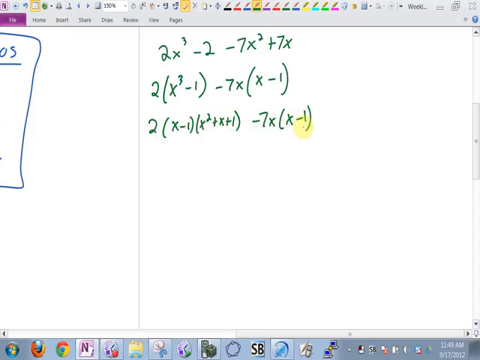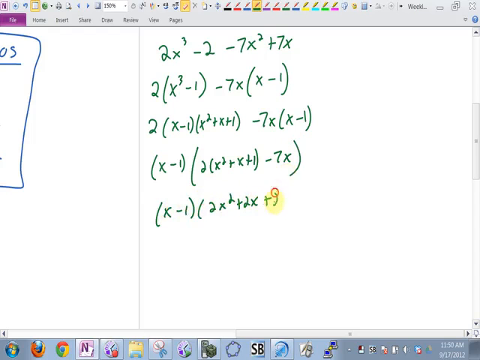Now, what do both of these chunks have in common? So we can factor that x minus 1 out. That leaves me with 2 times x squared plus x plus 1, minus 7x. If I distribute that 2 and combine like terms, I get 2x squared plus 2x plus 2 minus 7x. That's actually what? Minus 5x.